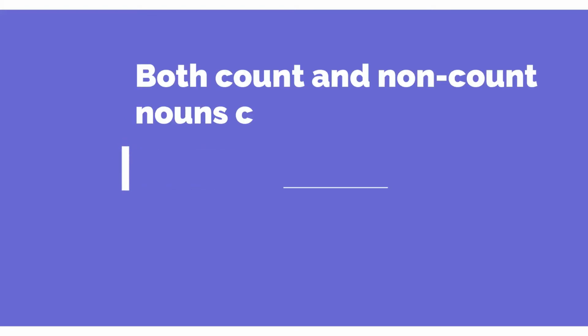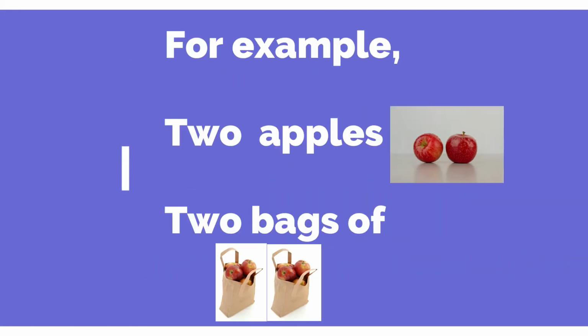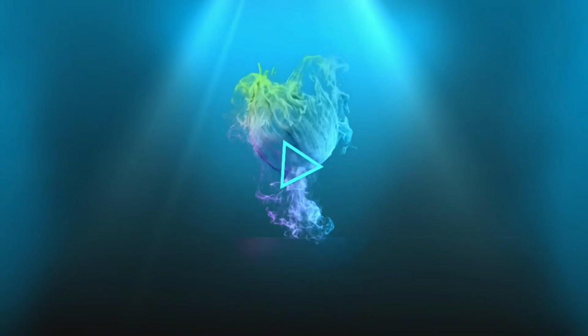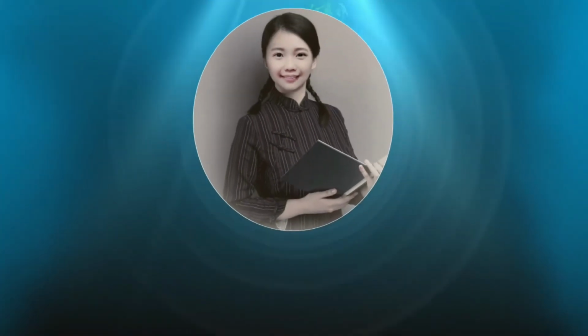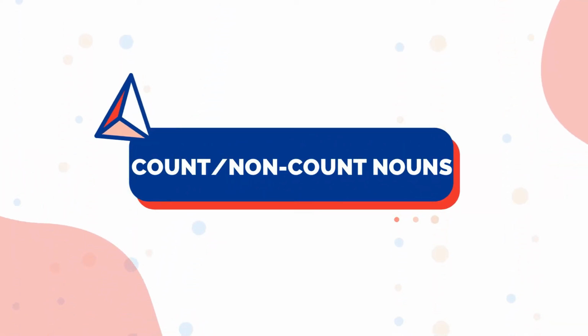Both count and non-count nouns can be quantified. That is, they can be used with expressions which divide them into parts or groups which can be counted. For example, 2 apples, 2 bags of apples. Count, non-count nouns.